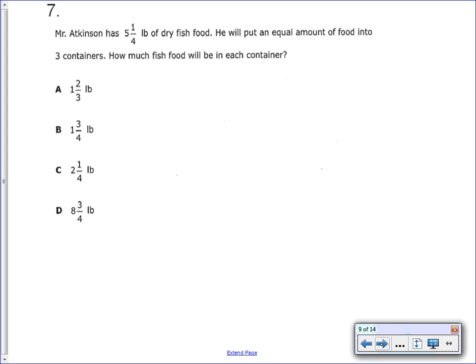Number 7, Mr. Atkinson has 5 1/4 pounds of dry fish food. He put an equal amount of food into 3 containers. So I'm taking a whole and I'm dividing it into 3 equal parts. When you're dividing fractions, you keep the first fraction the same, but here I have a mixed number, so I need to make it into an improper fraction. 5 times 4 is 20, plus 1 is 21.